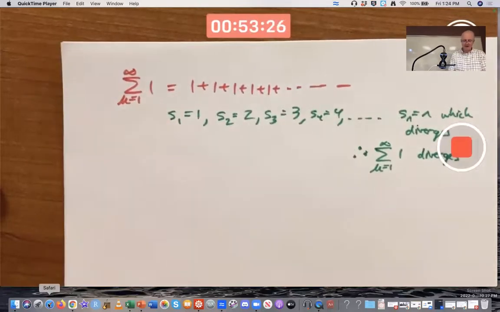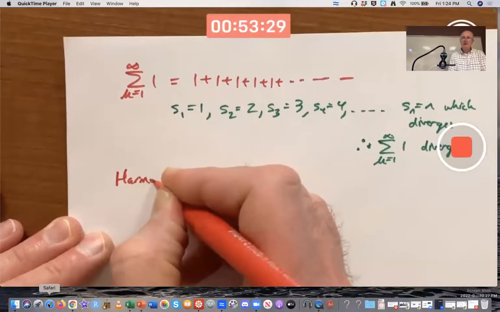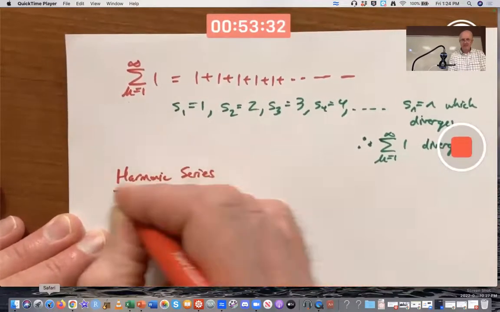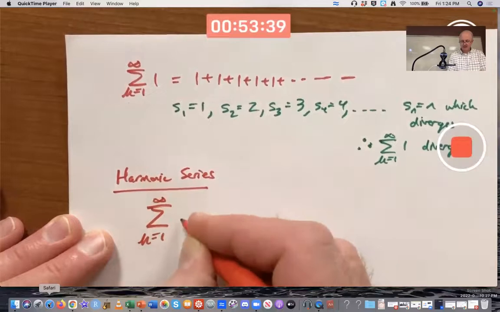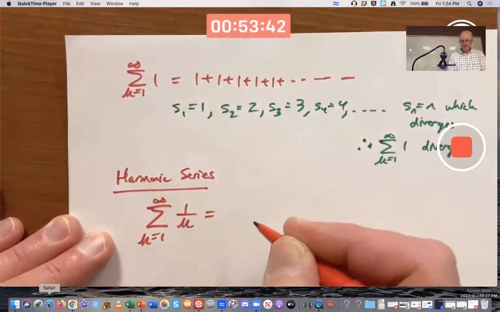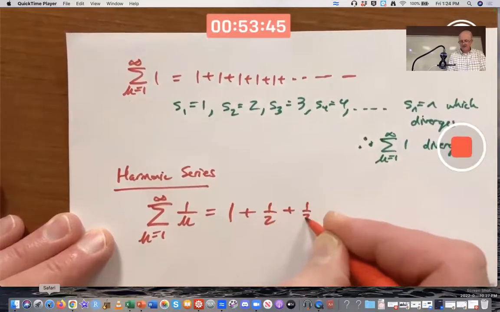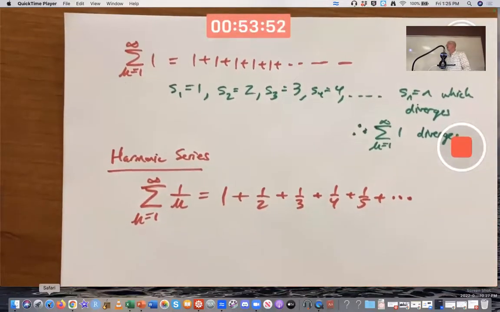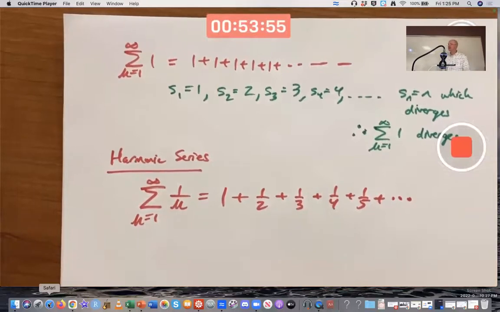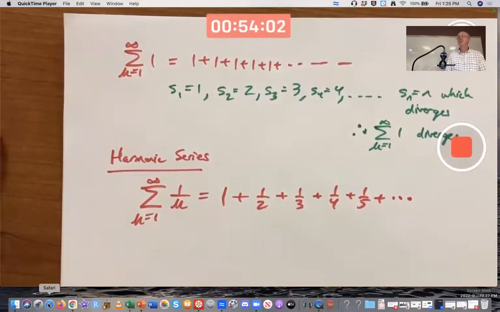The most famous example is called the harmonic series. Summation k goes from 1 to infinity of 1 over k. 1 plus a half, plus a third, plus a fourth, plus a fifth, etc. Don't forget your dot, dot, dots. Why is it called the harmonic series? Yeah, it's related to music. Scales or something. I don't know the full details yet. Scales and octaves and all that stuff is mathematical. Somebody named it the harmonic series and it stuck.